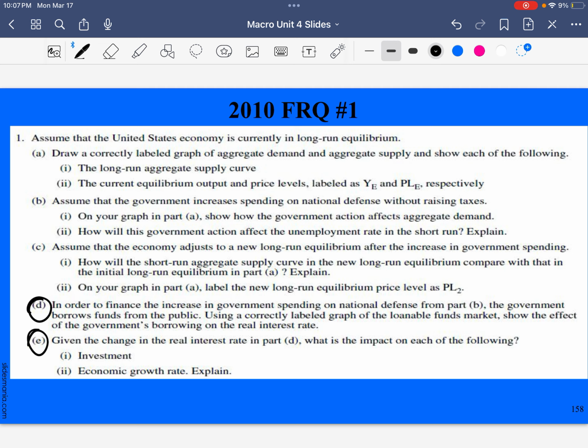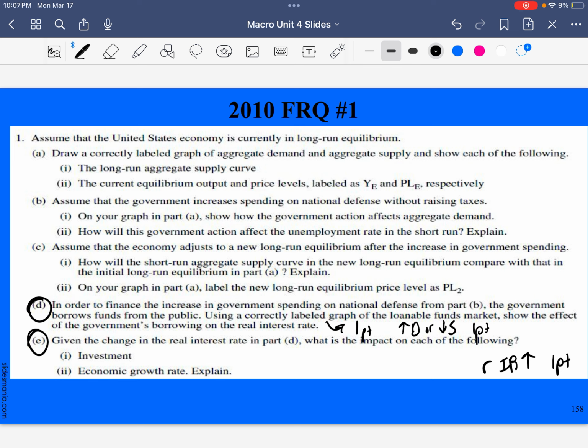So you have point 1, correctly label. So that would be 1 point. You then need to show either, this is deficit spending, increase demand or decrease supply of loanable funds. That would be 1 point. And you have to show that real interest rate goes up, and that would be 1 point as well. So that's an example of how you might see it on an FRQ.